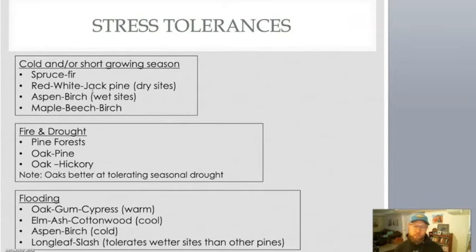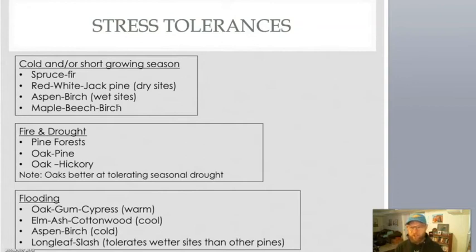And then the forest cover type that is still tolerant of a short growing season, but less so than those 3, is a maple beech birch forest. Anytime you start to get a short growing season, likely you're going to see some maple beech birch showing up. Maple beech birch, though, is the forest cover type that grows really, really fast, but can't handle a lot of other stress tolerators.